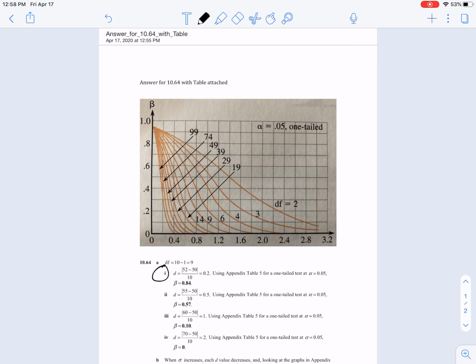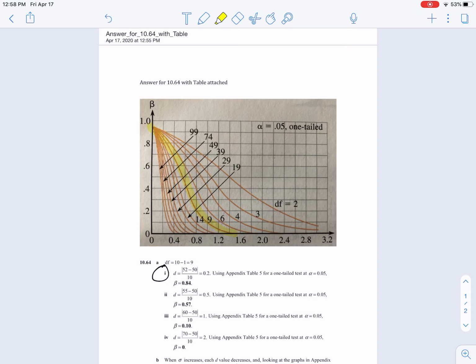So I'm going to follow this 9 on degrees of freedom right here, and the curve up and around like that. I wanted to highlight it, but I ended up trying to erase it. Okay, so we're dealing with that one basically.